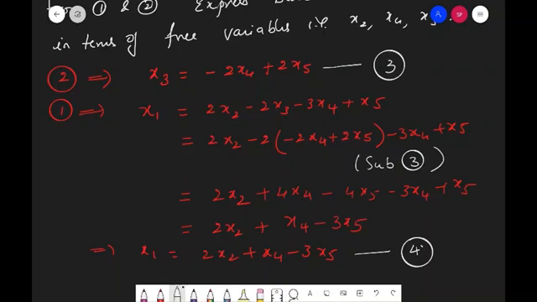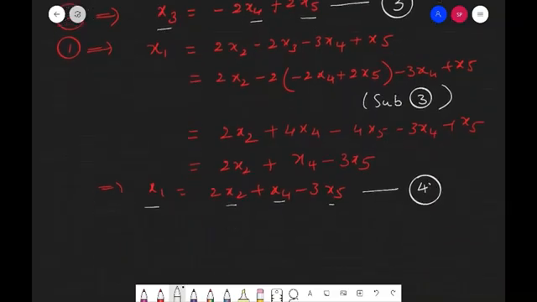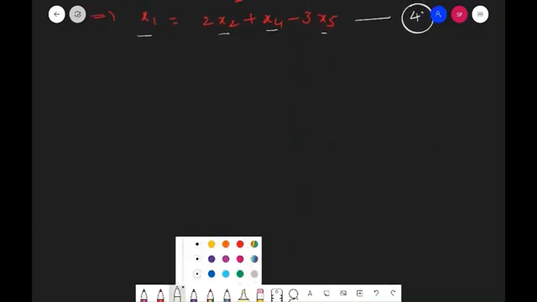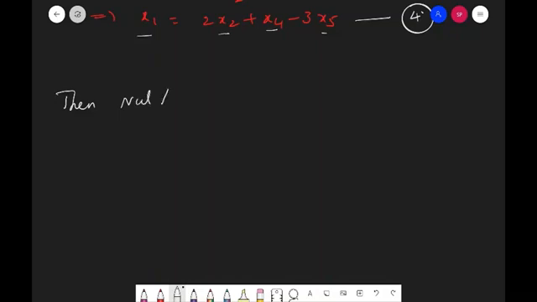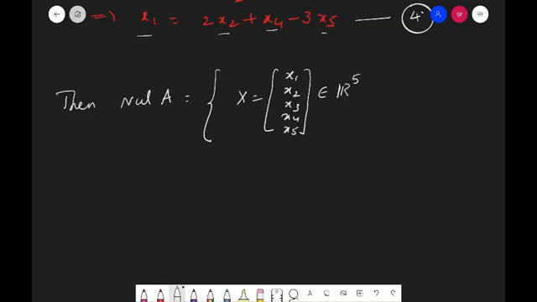So from 3 and 4, in 3 we expressed x3 in terms of x4 and x5, and in 4 we expressed x1, the basic variable, in terms of x2, x4 and x5. So now I have to write describing null A. Then what will be my null space? Null A is equal to the vector x, that is x1, x2, x3, x4, x5. Why? Because this belongs to R5. Why? Because matrix A is a 3 by 5 matrix. Then null A will be a subspace of R5. Therefore, a vector in the null space will have 5 rows.